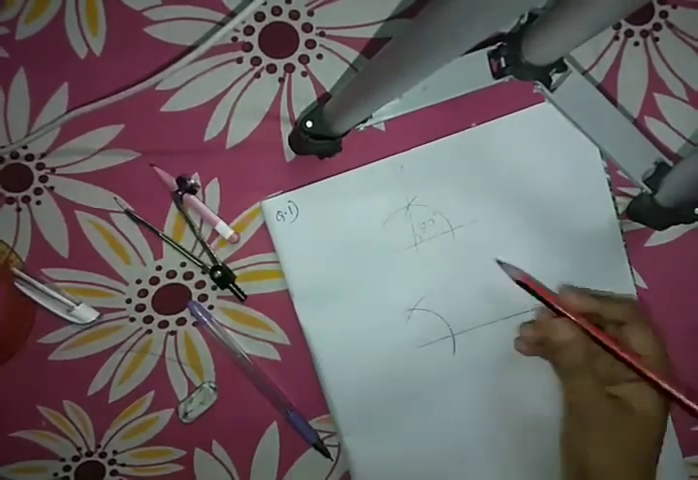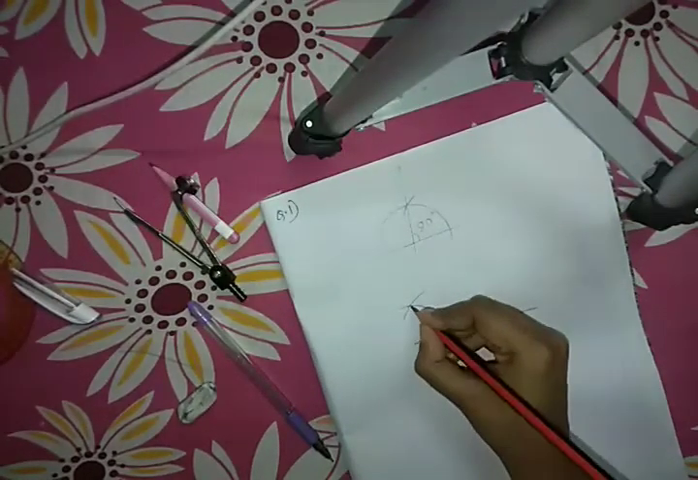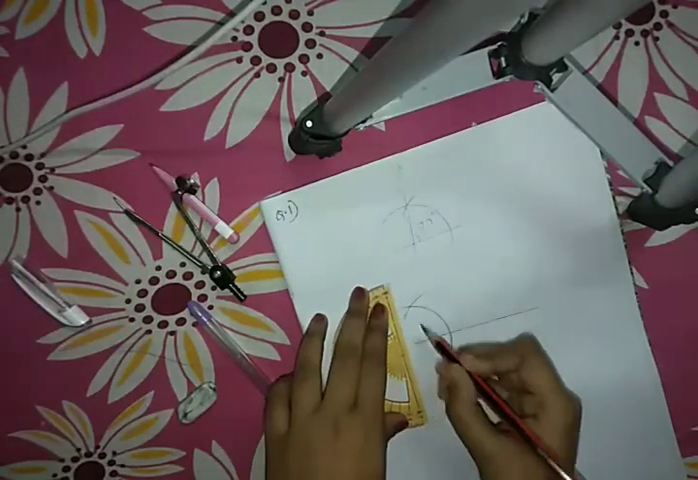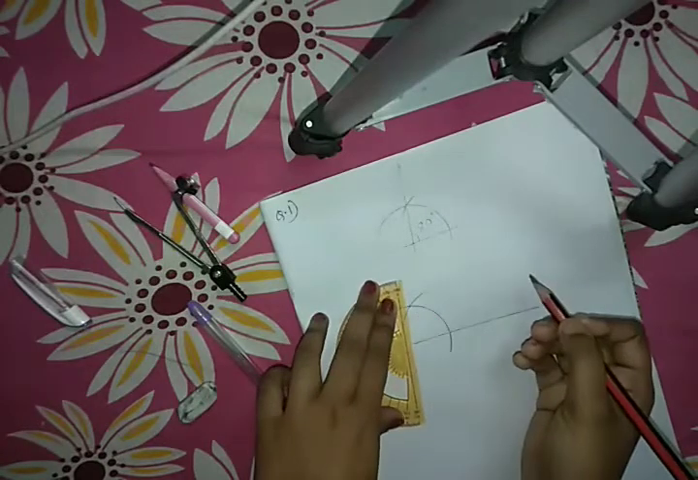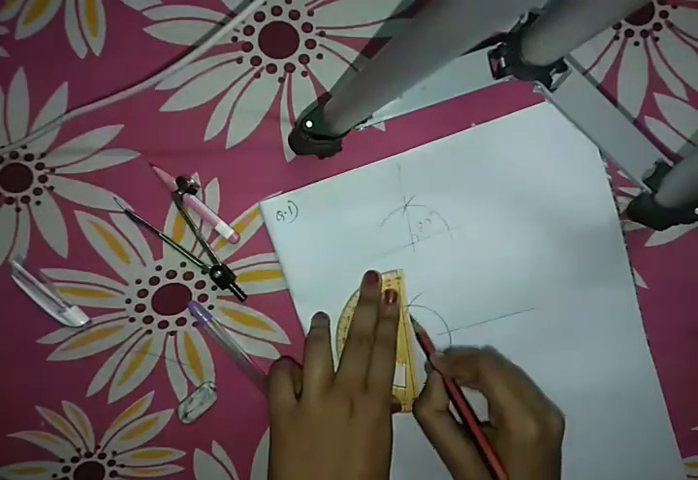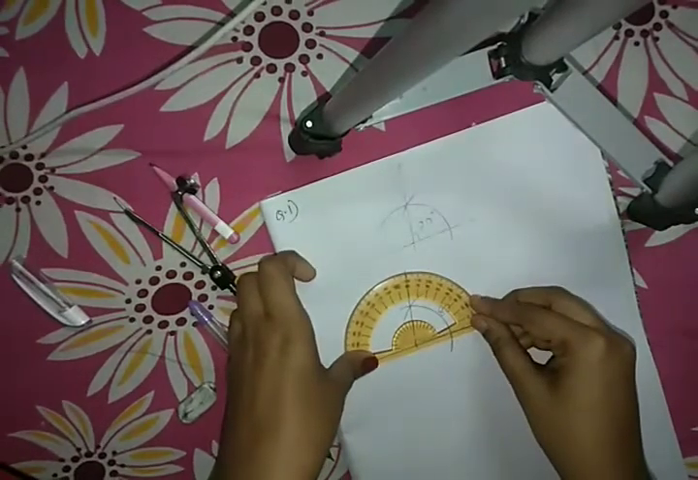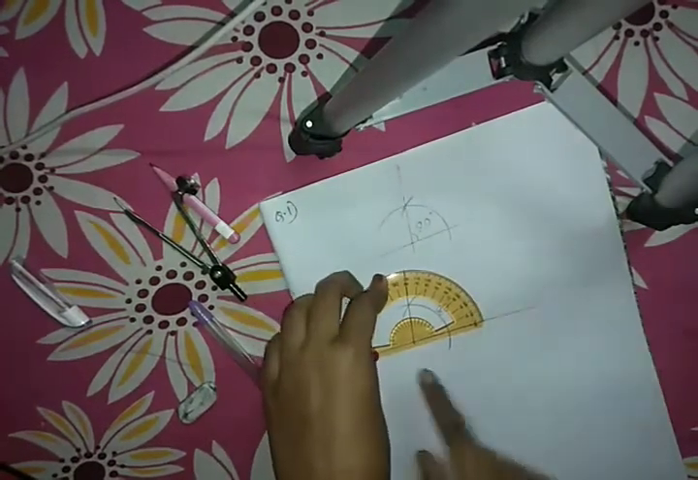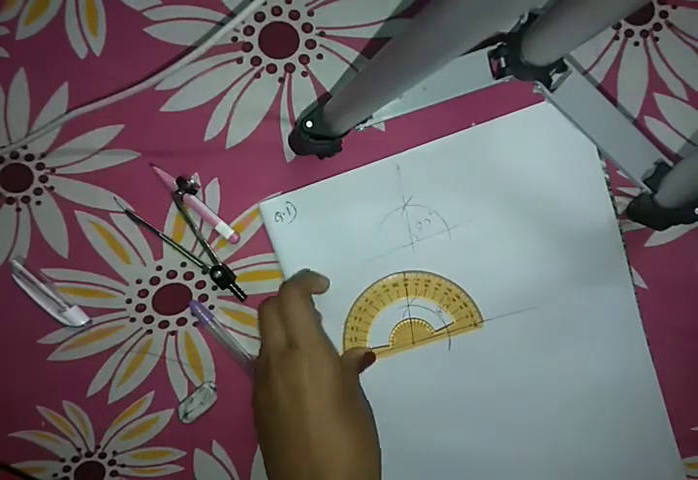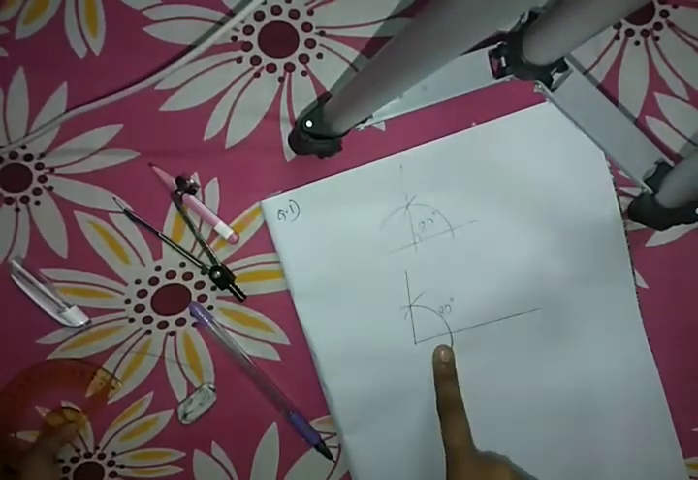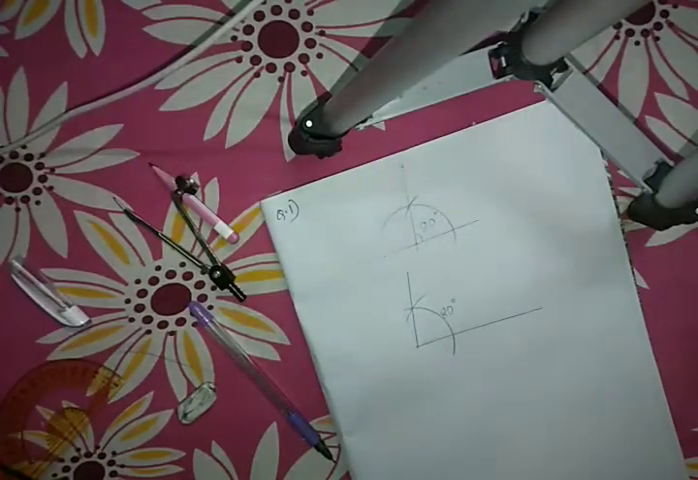So you can see these 2 arcs are intersecting at this point. So now we will join this point and this point. So this is a 80 degree angle. We can check. See, this is 80 degree angle. So by copying the angle, we have drawn here another angle. Okay, so this was question number 1.